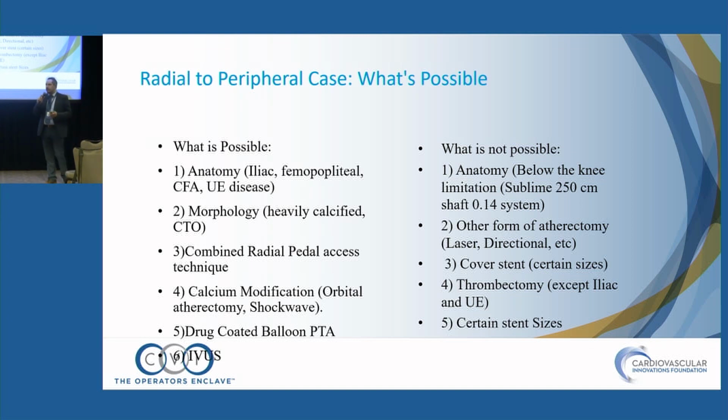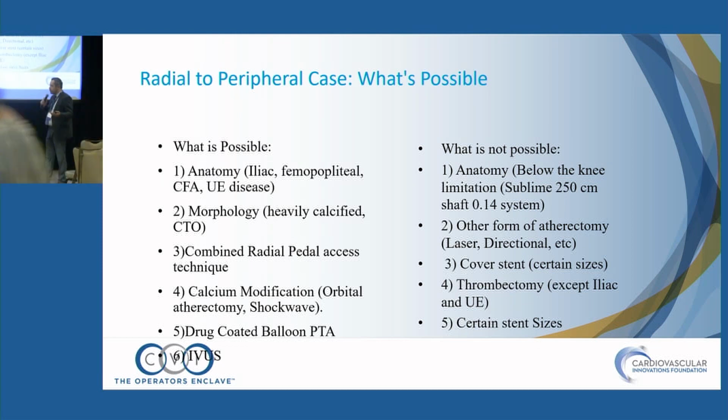What's not possible, and I think this is not a true statement, we select not to use radial to peripheral nowadays just because we have more equipment and technology in the femoral space, the common femoral access space, but I think it can be done, is anatomy, for example, below the knee limitation, but some of the companies are making 250, and maybe we'll be able to reach in certain patients. There's other forms of atherectomy that we don't have available right now, but in the future we may.